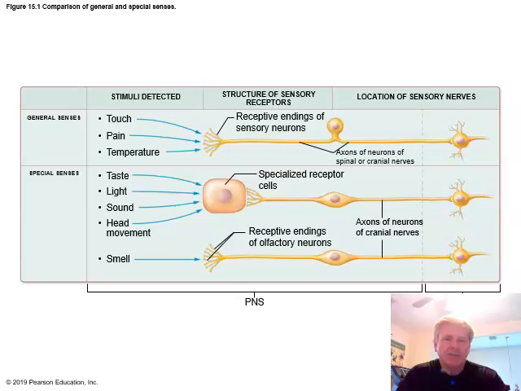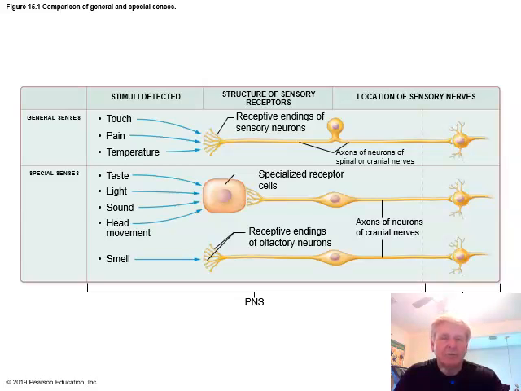Smell, another special sense, or olfactory, is received by receptive endings of actual olfactory neurons. Now your general senses at the top of this figure include stimuli like touch, pain, or temperature. And then the receptors are located on the sensory neurons themselves.